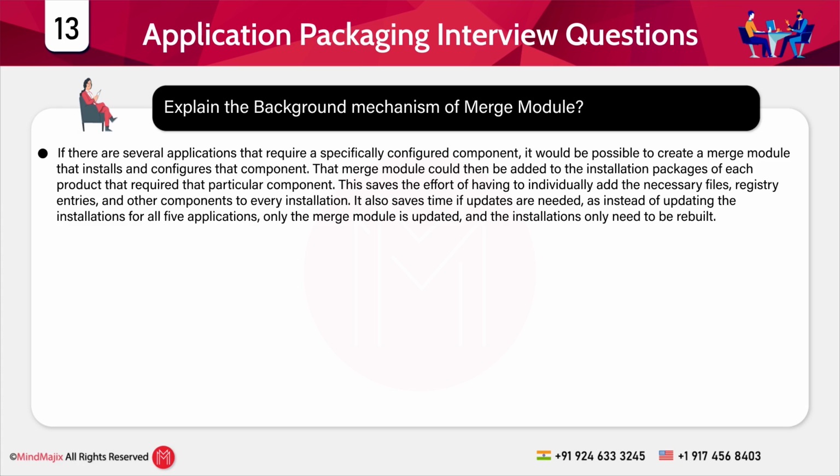This saves the effort of having to individually add the necessary file registry entries and other components to every installation. It also saves time if updates are needed. Instead of updating the application for all 5 applications, only the merge module is updated and the installation only needs to be rebuilt. This means that when we are installing any application, we have to create a specifically configured component, and that component can be shared with the other files, which will also save the effort. And instead of updating the whole application, we can just add that merge module, which will save our time also, and it doesn't need to be rebuilt, rather than just adding it. So that is what a merge module is.